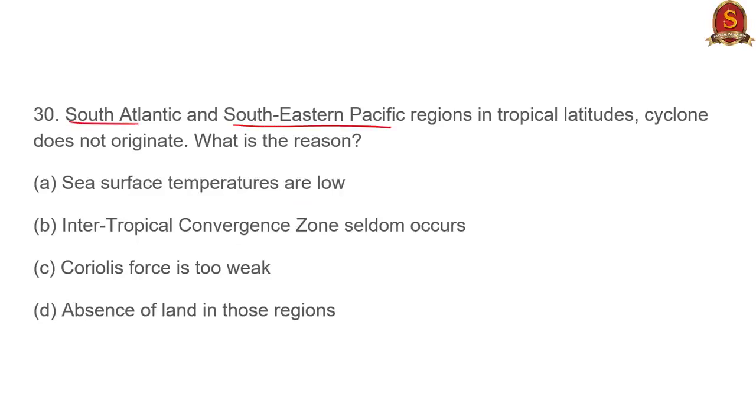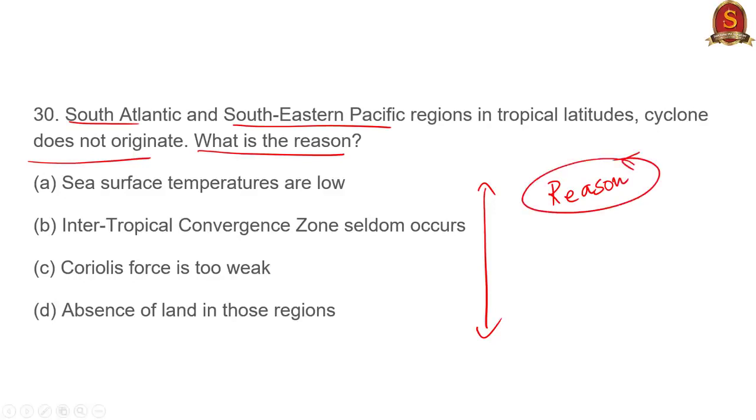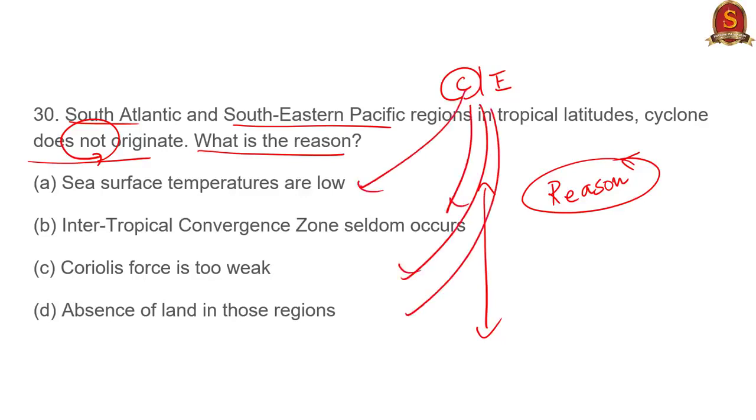In the South Atlantic and Southeastern Pacific regions in tropical latitudes, cyclones do not originate. What is the reason? This is the last question, so we'll spend some discussion here. When you talk about these types of reasoning questions, they are either asked in climate or oceans, and at times in environment also. Remember this: whenever you have specific cause-effect questions, you need to focus on the cause, why there is less possibility of cyclones, or which of the following factors cause it.